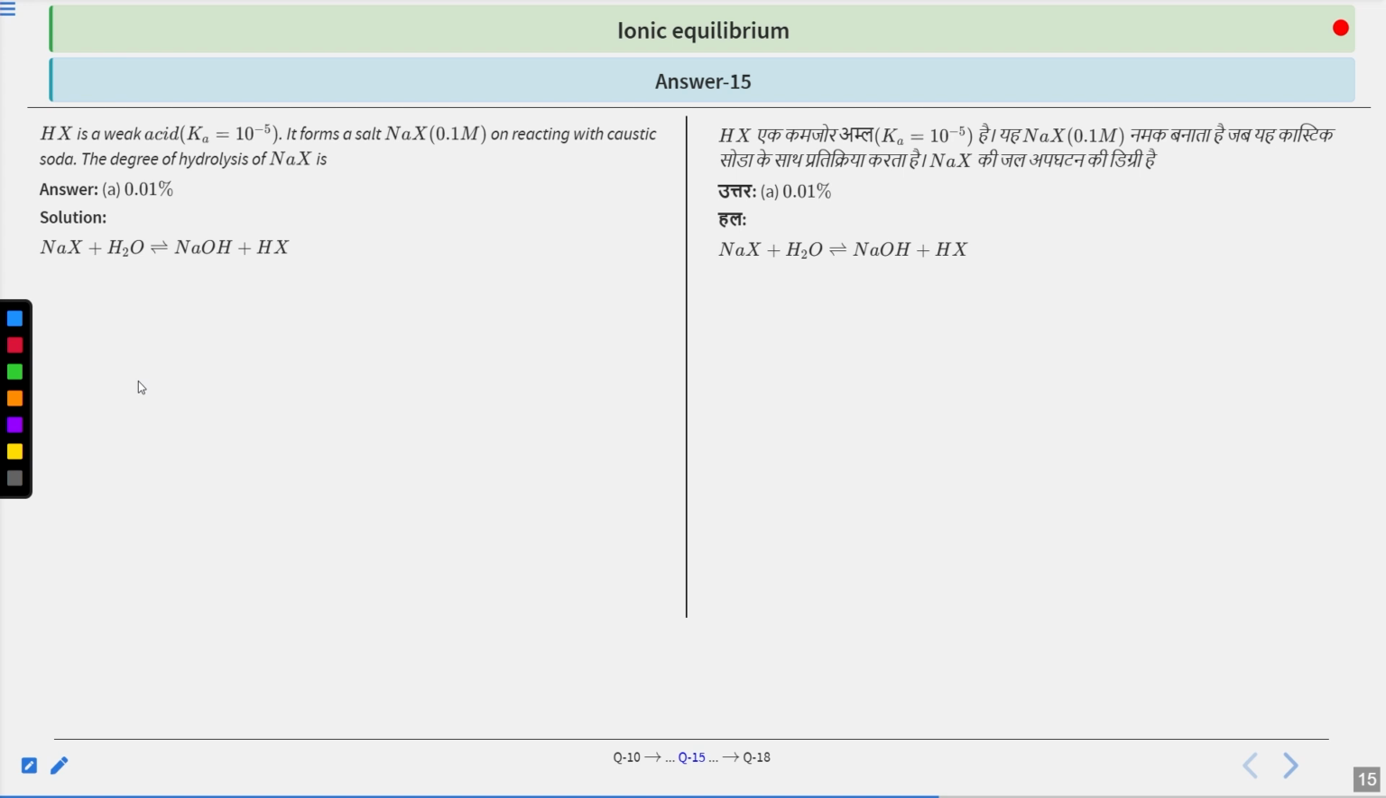If you write the hydrolysis of this NaX salt, then it can be written as NaX plus H2O, giving us NaOH plus HX. Clear? So this H2O is breaking down into OH and H.